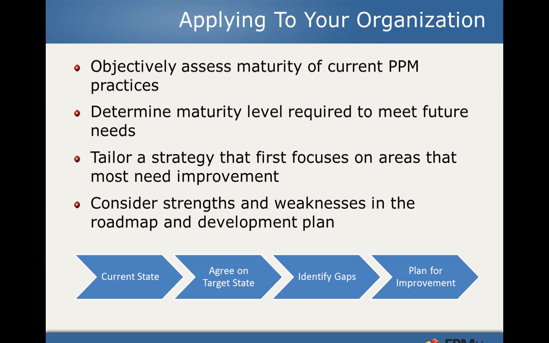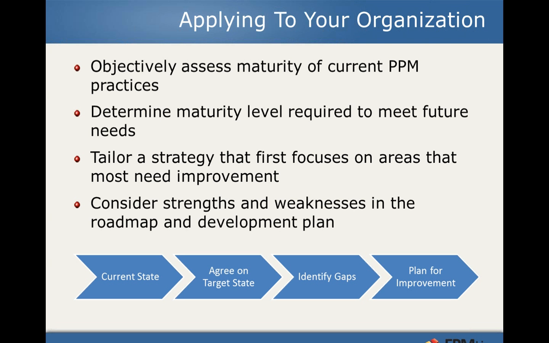Now, after we assess where we're at, we need to determine the maturity level required to meet future needs. Where do we need to get to be effective at what we want to do? We may find that there's a gap that needs to be filled between where we're at today and where we want to be. But to do that, we need to tailor a strategy that first focuses on the areas that need the most improvement and will give us the best return and improvement within the organization.